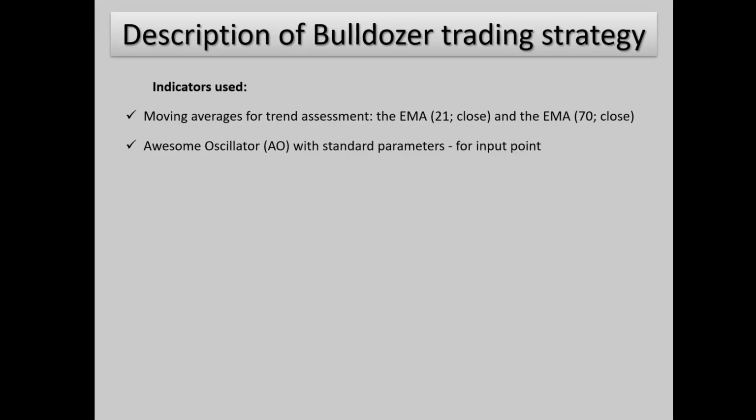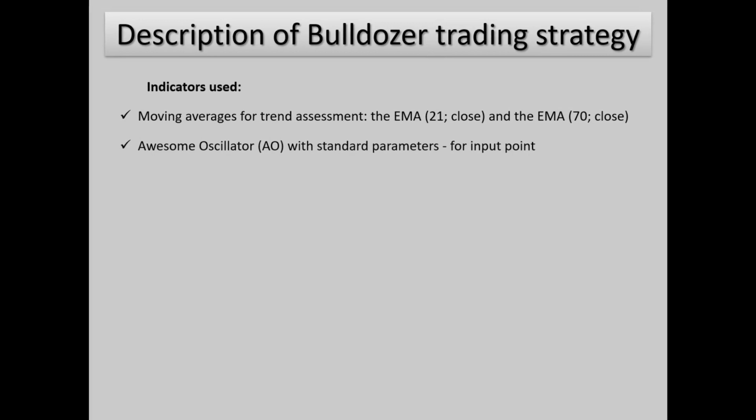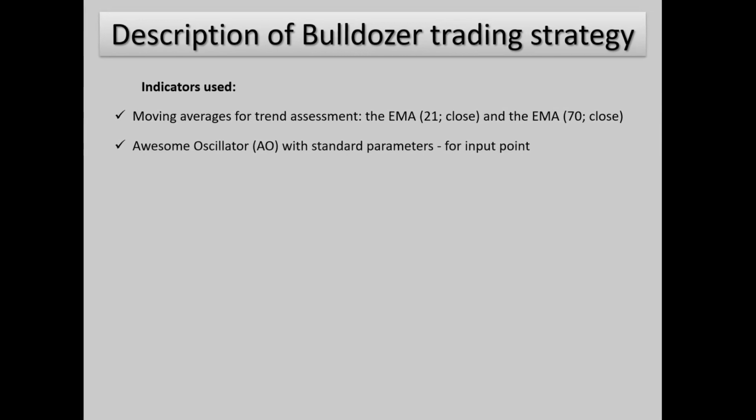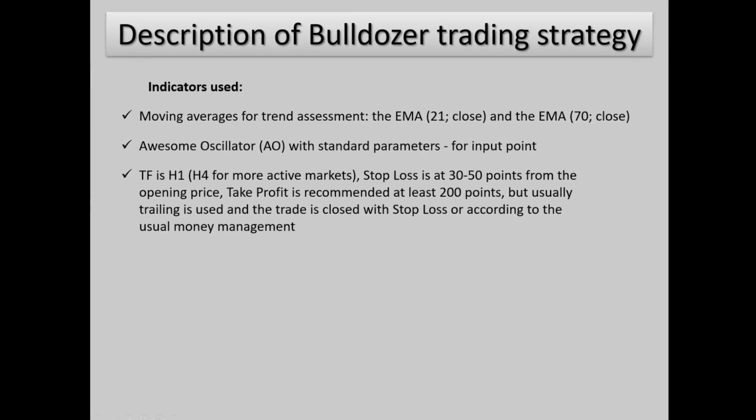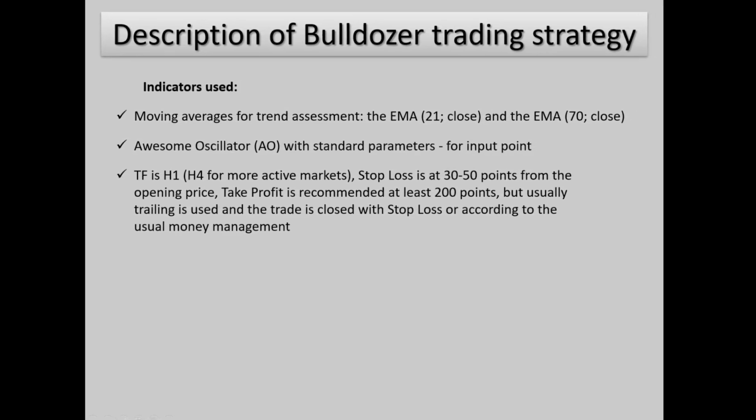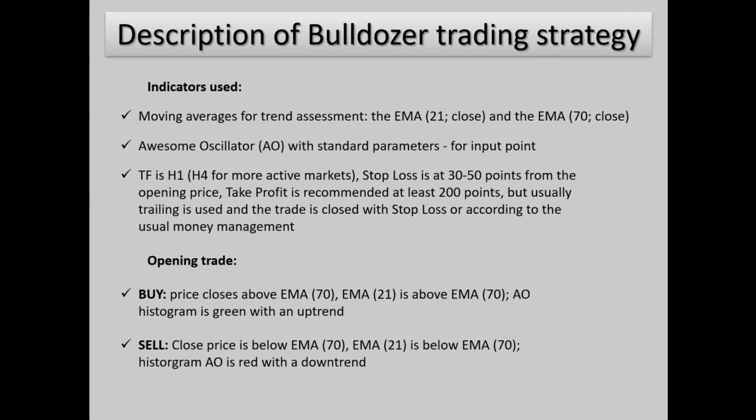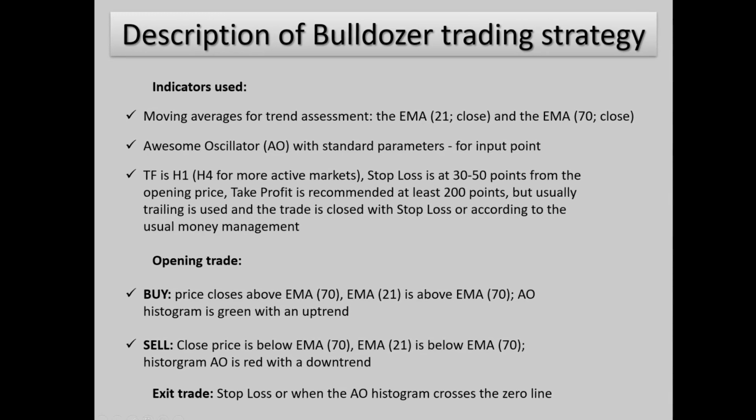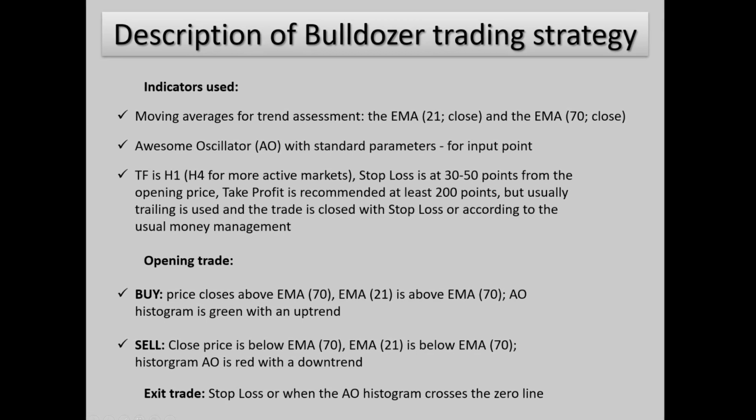The original Bulldozer strategy setup is as follows. It uses two moving averages of 21 and 70 to assess the trend and the awesome oscillator to time the trade entry. Time frame H1 or H4 is recommended, with variable stop loss and profit. To enter a long position, three conditions must be met, as well as to enter a short position. Exit the trade is at the hit stop loss or when the awesome oscillator histogram crosses the zero line in the opposite direction.